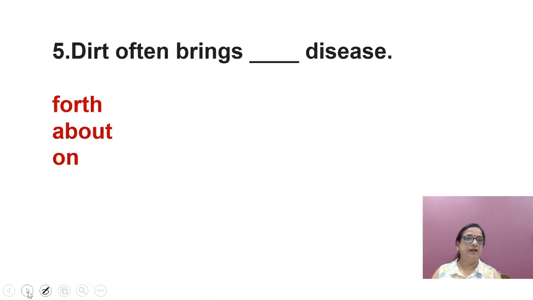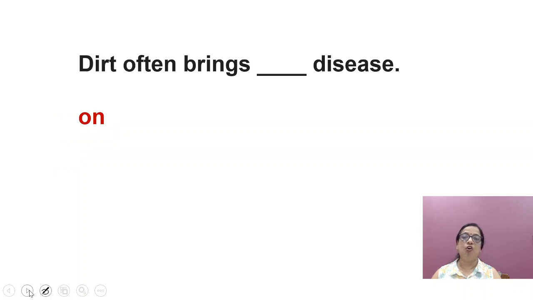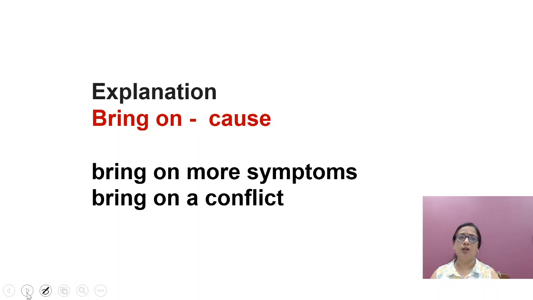Next. Sentence number 5. Dirt often brings dash disease. Forth, about, on? The correct option is: dirt often brings on disease. What is the meaning of the phrasal verb bring on? It means cause. Examples: bring on more symptoms, bring on a conflict. Conflict means differences or fight.